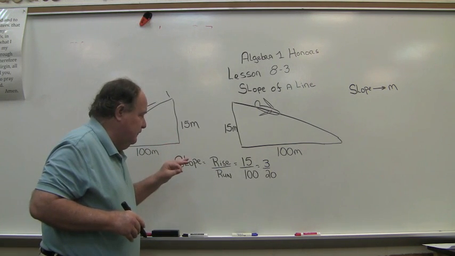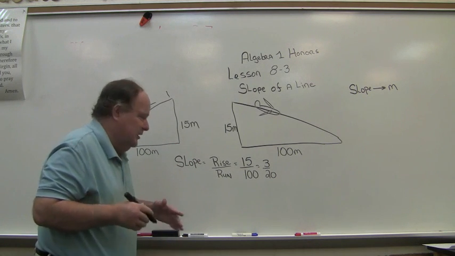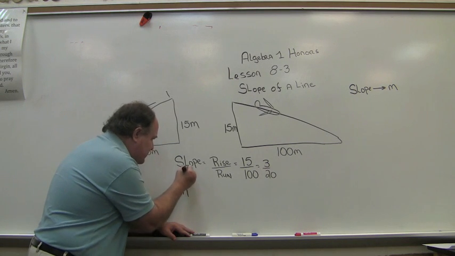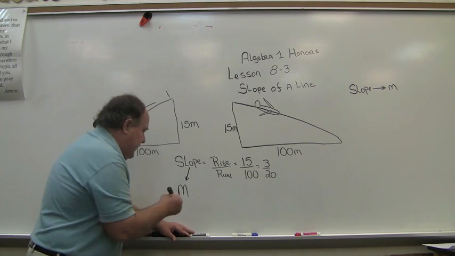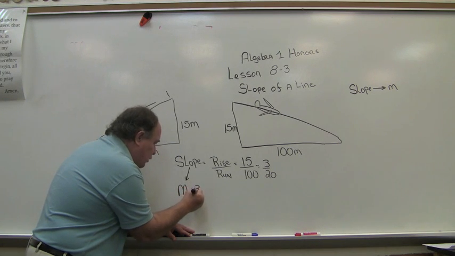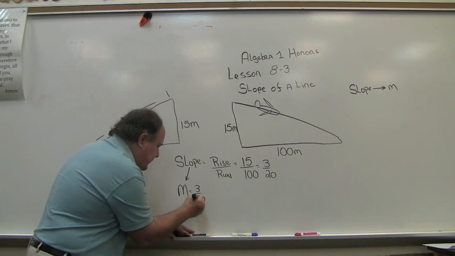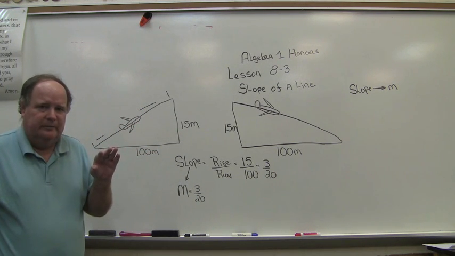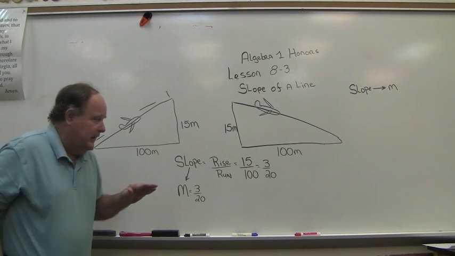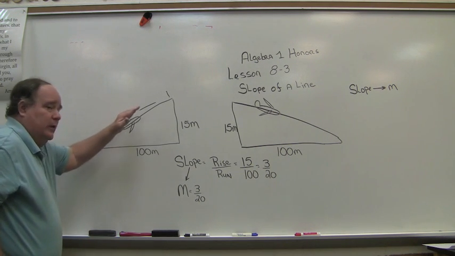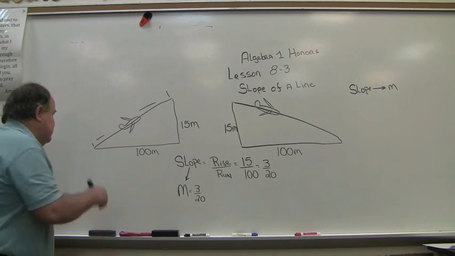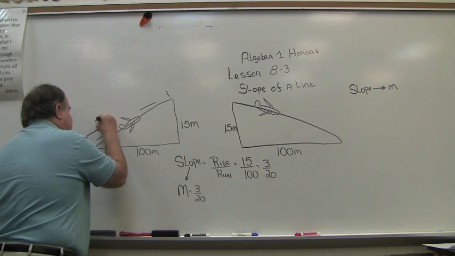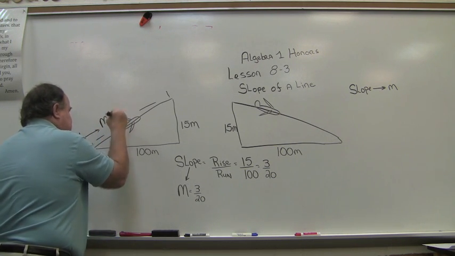And another name for slope, because we don't like to write it so much, is they use the letter M to represent slope. So instead of writing slope, I can write my M will equal 3 over 20. Now a slope has another part to it. A slope can either be positive. In this case, you see my airplane is going up. When it's going up like this, and we start at the left-hand side, my slope, I'm going to write it as M, is going to be positive.